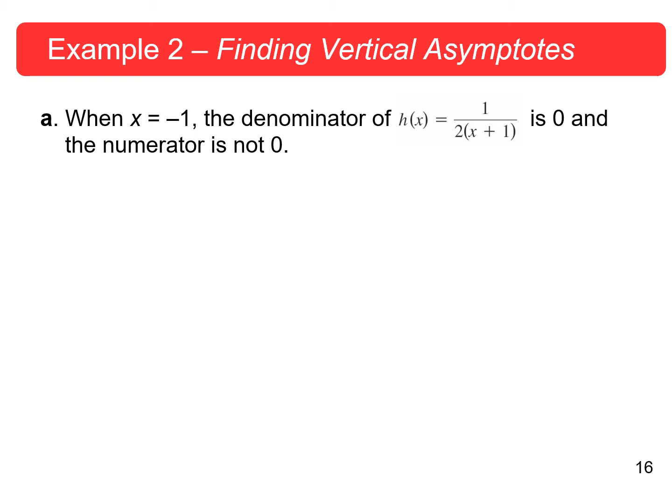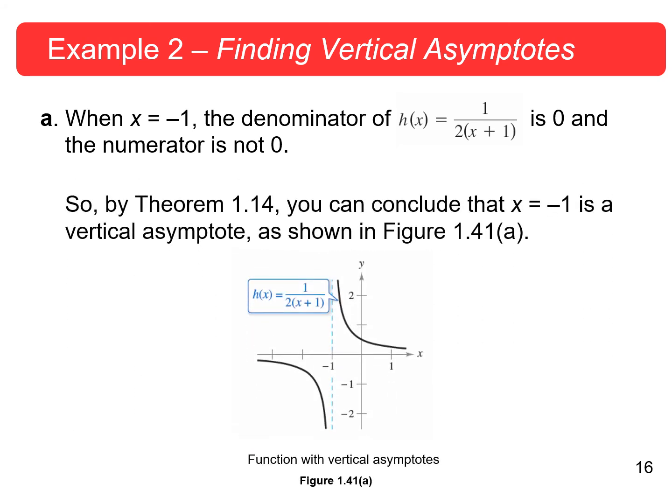For example here, if we are to find the vertical asymptote of this function, all you need to do is equate the denominator to 0 and solve for x. If you equate this to 0, that means that x plus 1 is equal to 0, and solving for x, you get x equals negative 1. Now when x is equal to negative 1, this numerator is still equal to 1. This is not 0. So therefore, we say that this function has a vertical asymptote at x equals negative 1.